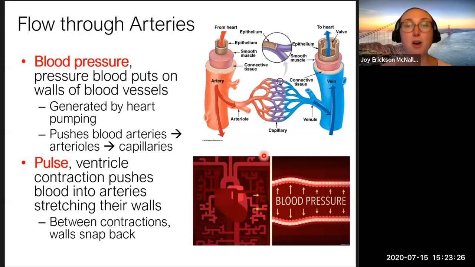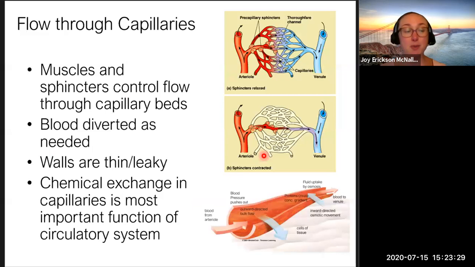So that's flow through arteries. Now flow through capillaries: once it gets to arteries or veins and then flows into the arterioles or the venules, it gets to the capillaries. Again, this is the high surface area part for gas exchange, etc. You have muscles and sphincters that control blood flow through capillary beds in tissue.